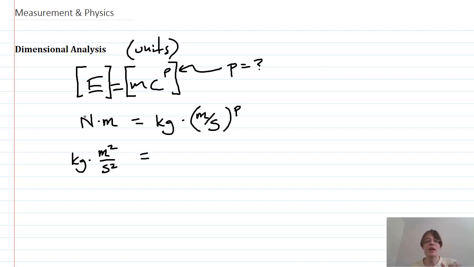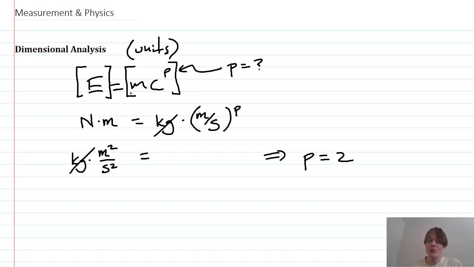I've broken it all down into the most fundamental units. So kilograms cancels, and I'm left with m squared over second squared is equal to m to some power over seconds to some power. The conclusion is that the power must be equal to 2. In other words, just based on units alone, just based on the dimensional analysis of the equation, I know that it's actually E equals mc squared.